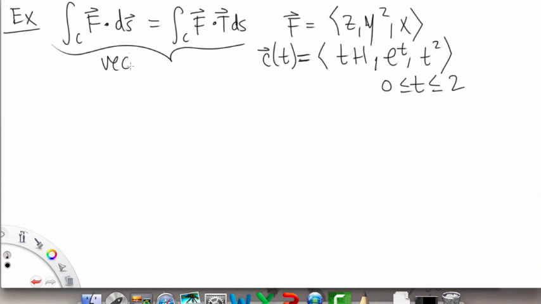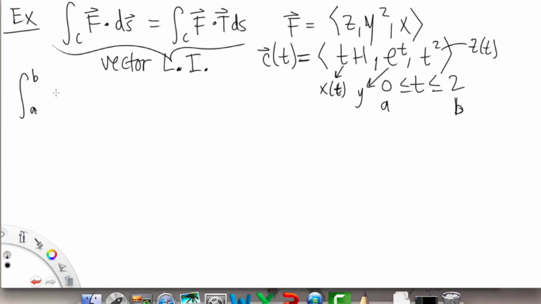So this just means vector line integral. Starting off, let's identify this as our A and that as our B. Those are the bounds on t. This is our x of t, the x component. This is our y of t. And this is our z of t.